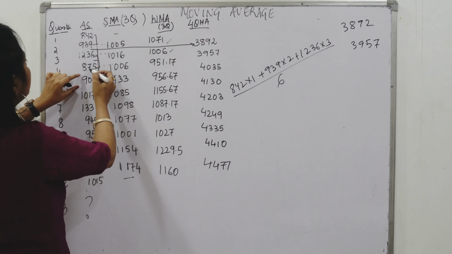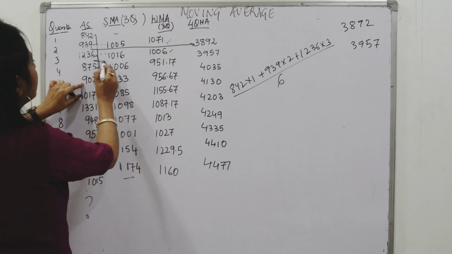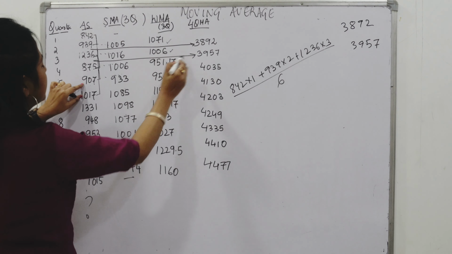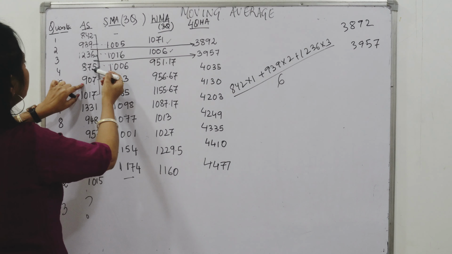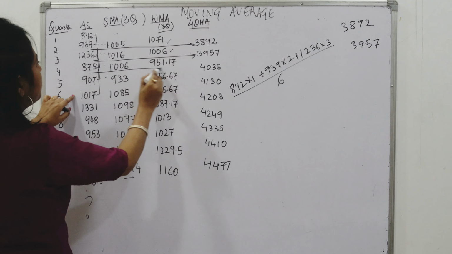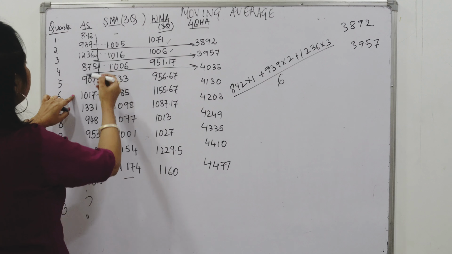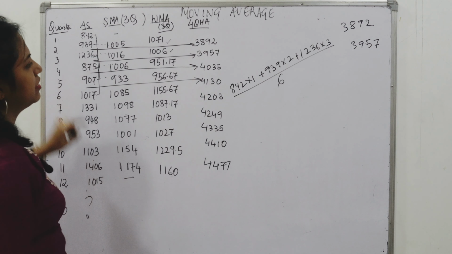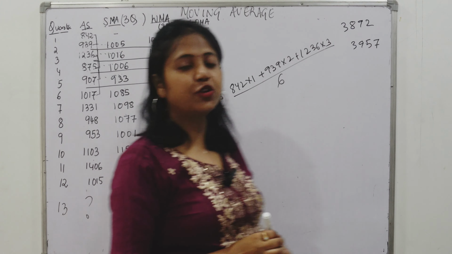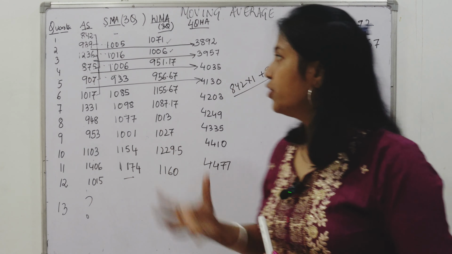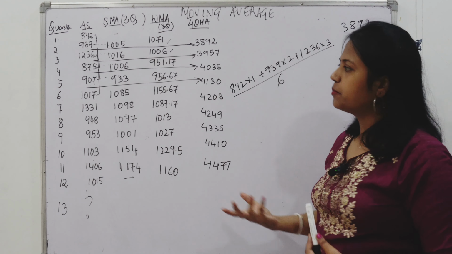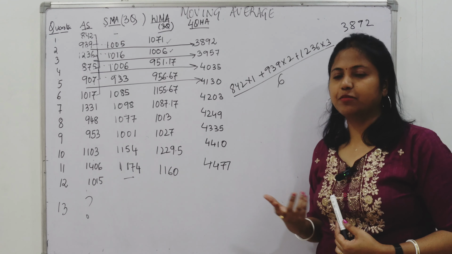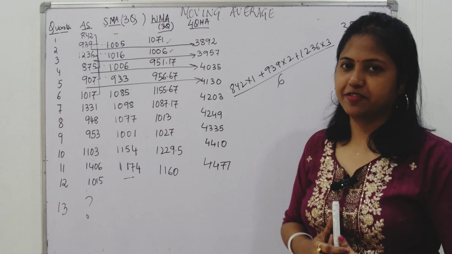Similarly, 1, 2, 3, 4, these two are the middle months. So in between the 2 months comes here. Then you will go on 1, 2, 3, 4. In between the 2 months will come here. Then 1, 2, 3, 4. This way you will go on and write the values in the middle. Okay friends, so this is how we do the 3 quarterly moving average or 3 months moving average, the same procedure, or the 4 quarterly moving average or the 4 months moving average.